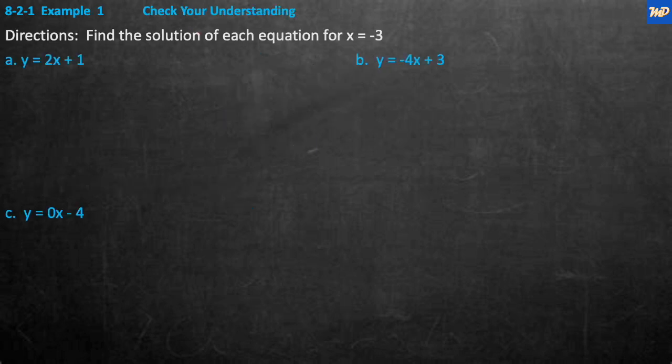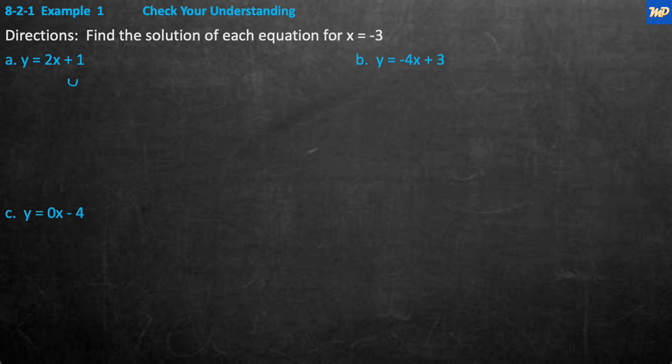Okay, we have three problems here in the Check Your Understanding section. The directions are find the solution of each equation for x equals minus 3. So now we're going to substitute a minus 3 in all three of these equations in the x location. So we start off over here.